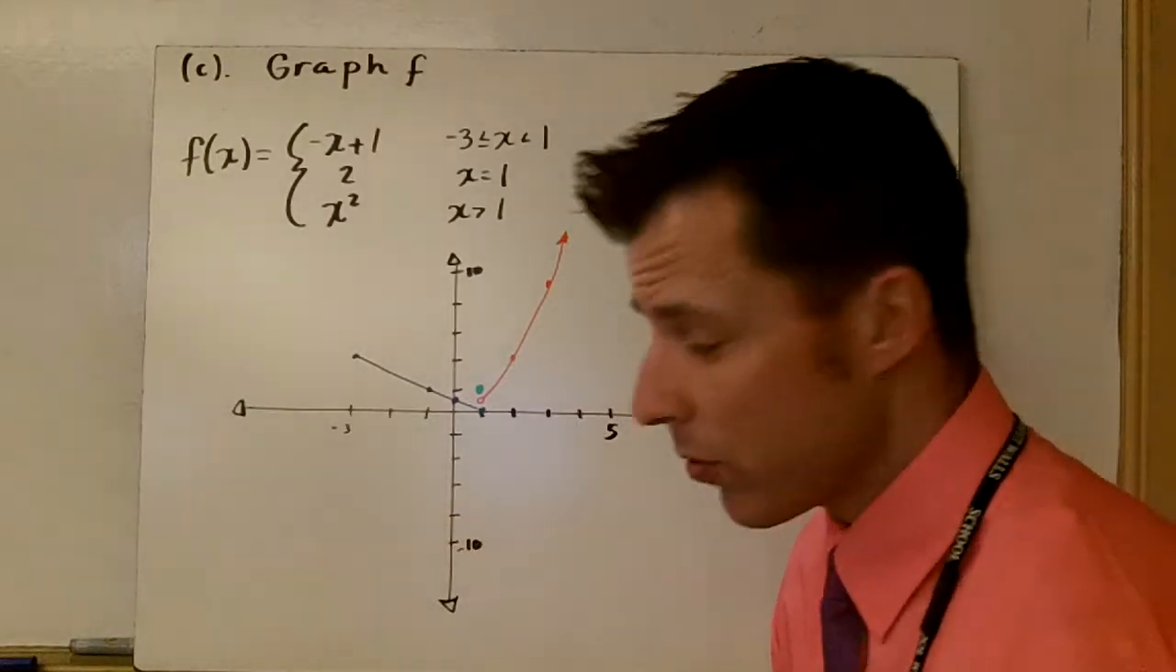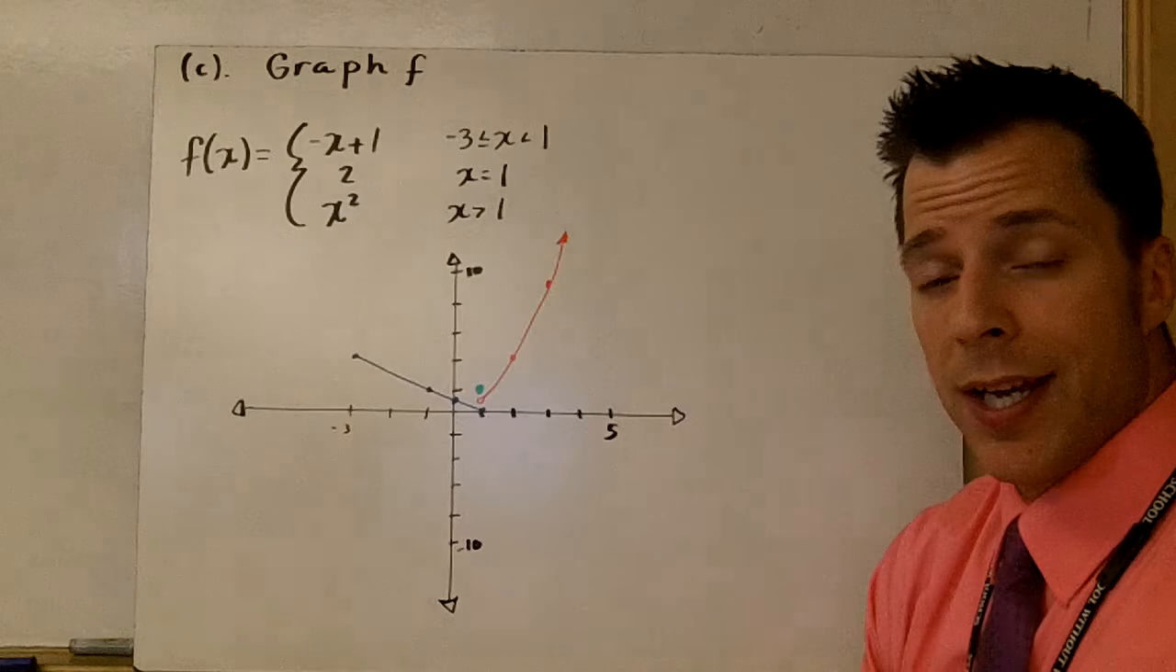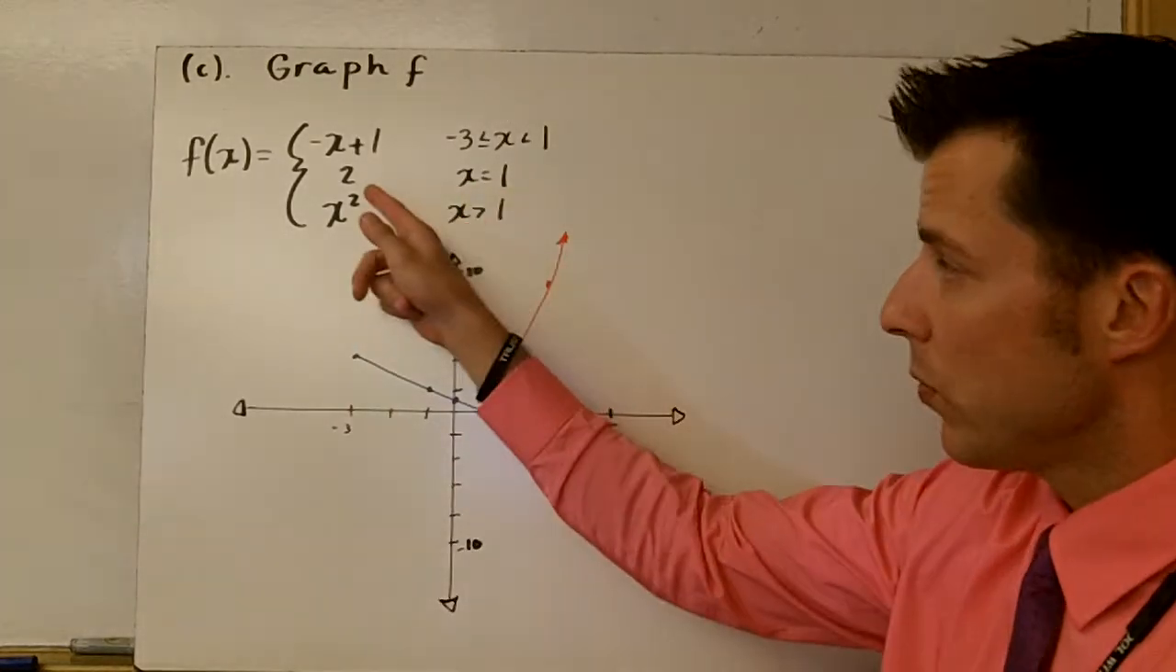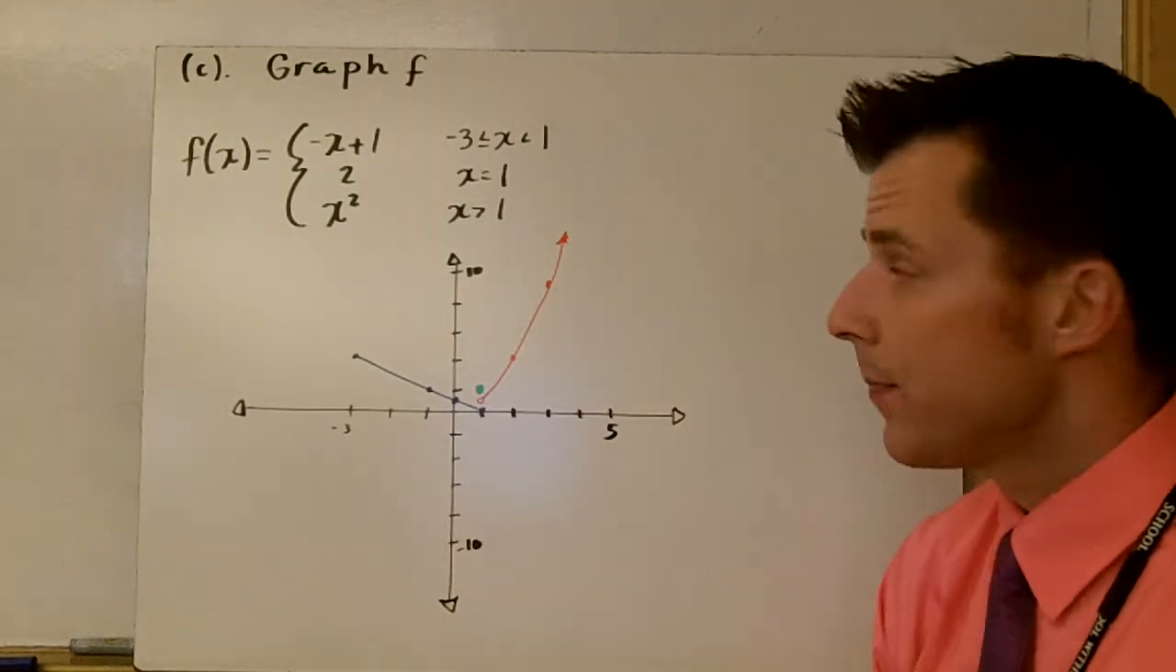The last piece we're going to graph. So I rewrote the function again with the restrictions. The easiest one to graph is the middle point. If x equals 1, then y is 2. So you go 1 and 2, and there's our green dot.